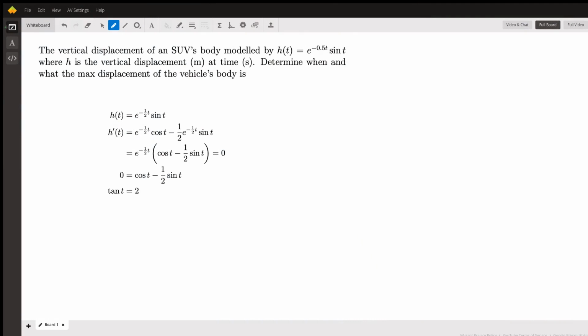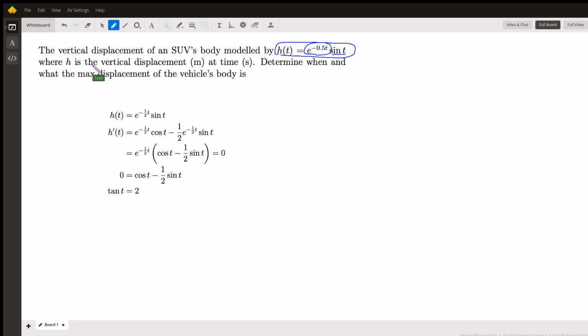Okay, the question reads, the vertical displacement of an SUV's body is modeled by this equation here. And if we just look at this equation for a minute, we see it's a sine function, but it also has this exponential term in front of it. So it's basically a sine wave that's decaying exponentially over time.